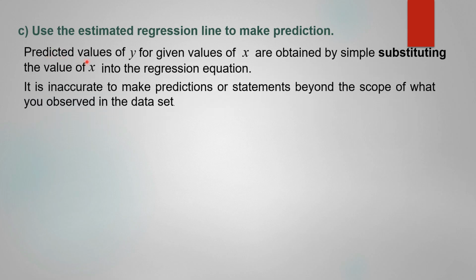Let's move to part C, where we need to use the estimated regression line in order to make prediction. Predicted values of y for given values of x are obtained by simply substituting the value of x into the regression equation. It is inaccurate to make predictions or statements beyond the scope of what you observe in the dataset. In other words, there will be extrapolation data and interpolation data. What are the differences between extrapolation and interpolation?